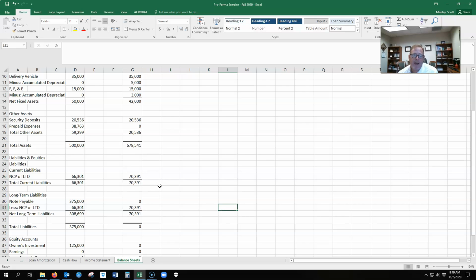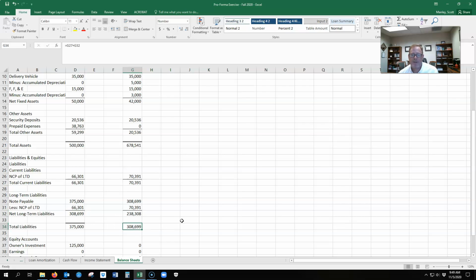Okay. Now, our note payable at the end of the year is going to be the same amount as this net long-term liabilities here. Okay, so all we have to do to get that number over here is just put in a formula that says go there. Okay, and that tells us, of course, at the end of year 2, our net long-term liability is going to be 238, and so on and so forth. Okay, you'll notice that this 308,699 matches this, so the same number appears a couple of different places.